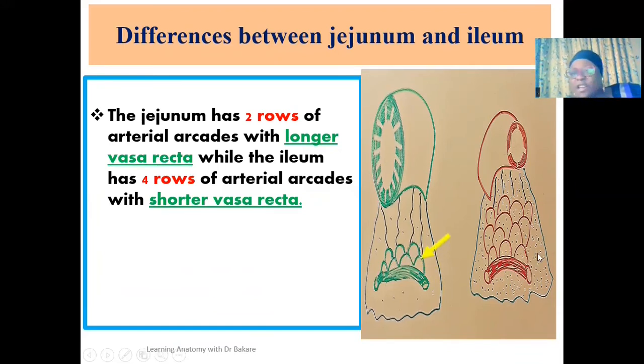For the ileum, it is about 4 rows. So if you count this, you see that it's about 4 rows. And what this leads to is that in the jejunum, the final terminal or straight vessels that will now emerge after the formation of the arterial arcades will tend to be longer, and that is what is seen in the jejunum. In the ileum, because of the creation of more arterial arcades, the final terminal branch that is called vasa recta will then be shorter.